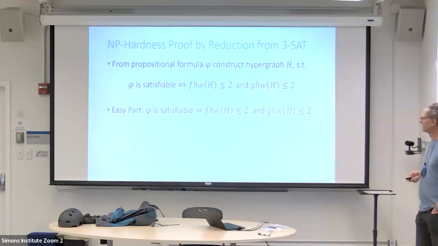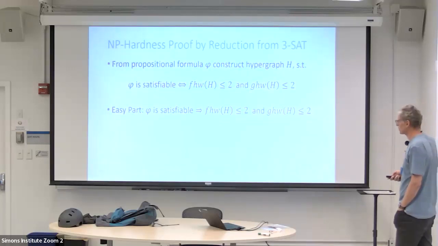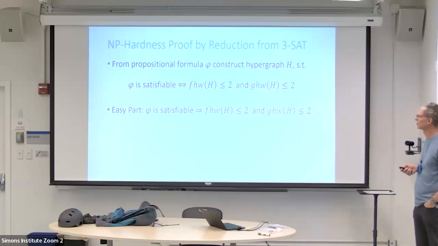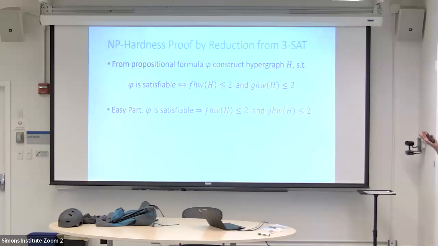Okay, so the NP hardness proof. So we proved in this PODS paper 2018 that the following problem is NP complete. Let's fix k, the desired width, to be equal to 2. And the question, so you're given a hypergraph. The question is, does it have fractional HyperTree width at most 2? Or the other question is, does the hypergraph have generalized HyperTree width at most 2? And we provided a reduction which simultaneously proved actually both of these NP hardness results.